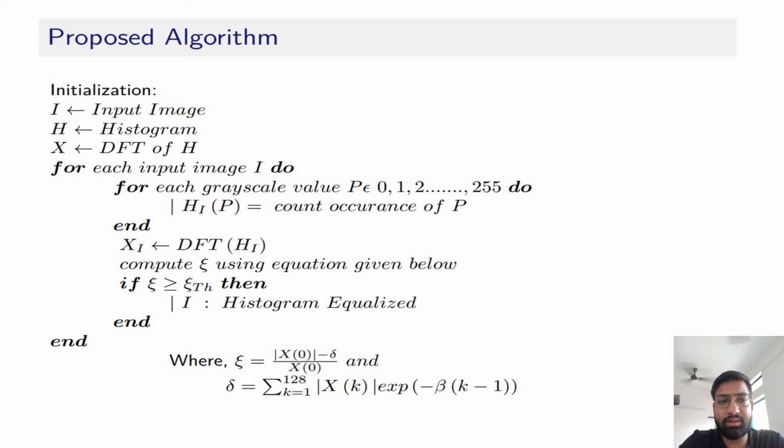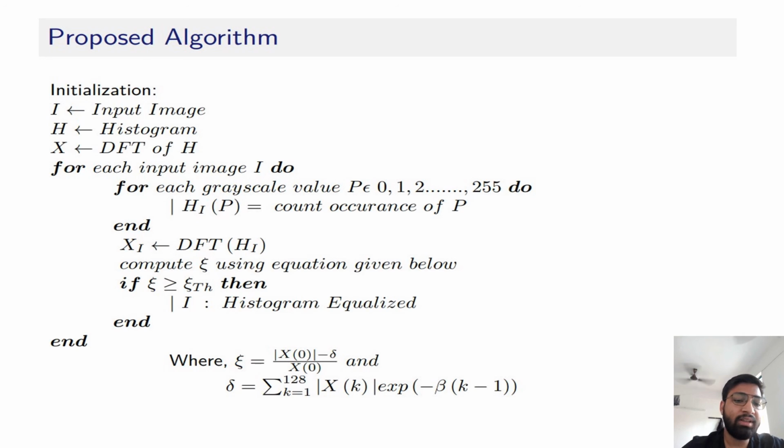We can see that I is the input image, H is the histogram of that input image, and X is the DFT of that histogram. We have used a for loop in which we count the occurrences of the intensities in H1, and then we take the DFT of H1 and save it to X1. We compute zeta using the equation of zeta and delta. Then we compare zeta with the zeta threshold, and we get whether the histogram is equalized or not.